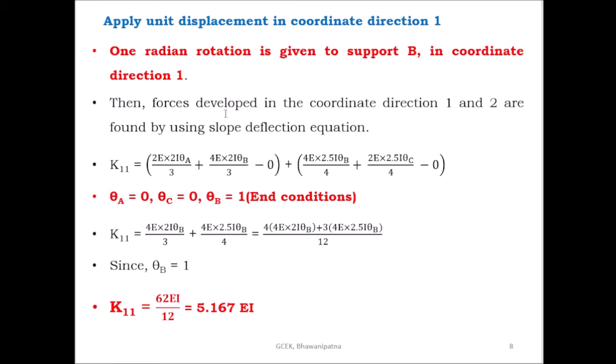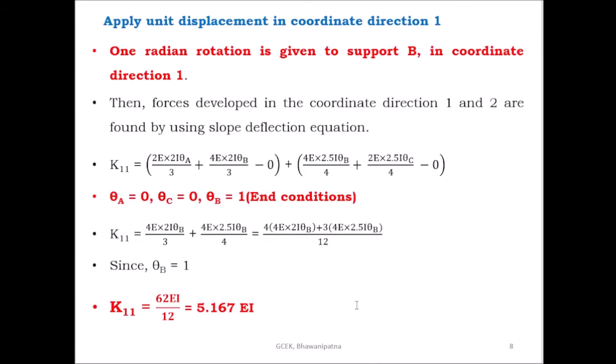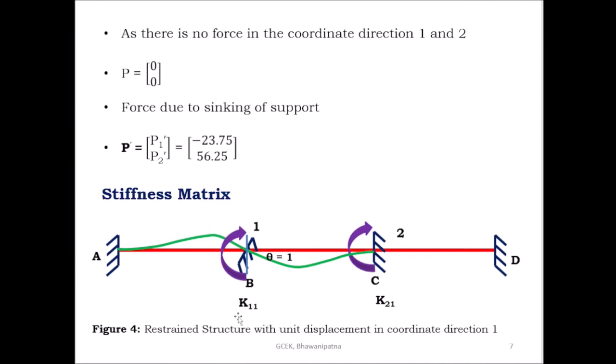Then find out the forces developed in the coordinate direction 1 and 2 using the slope deflection equation. First apply the unit displacement at coordinate 1, theta is equal to 1, and find out what is the force developed at the coordinate 1 due to unit displacement at the coordinate 1. Similarly, what is the force developed at the coordinate 2 due to unit displacement at the coordinate 1, K11 and K21, find out. So K11 you can find out using the slope deflection equation. For K11 you have to find out from this span and from this span, so from span AB.